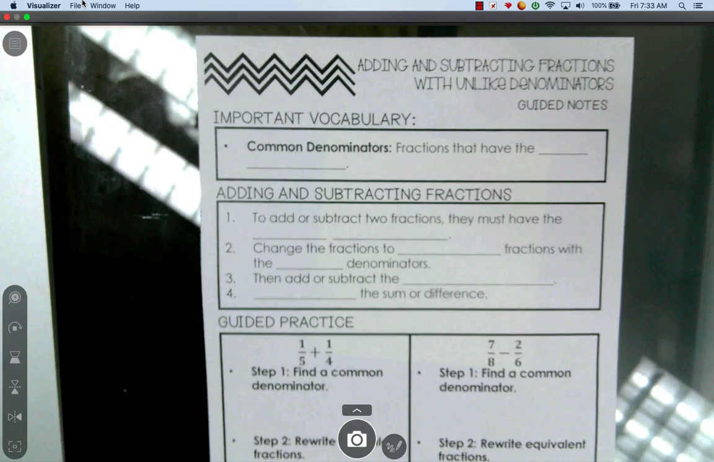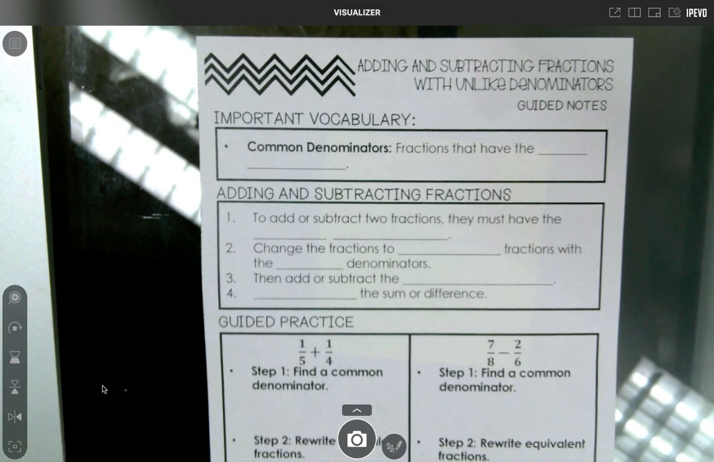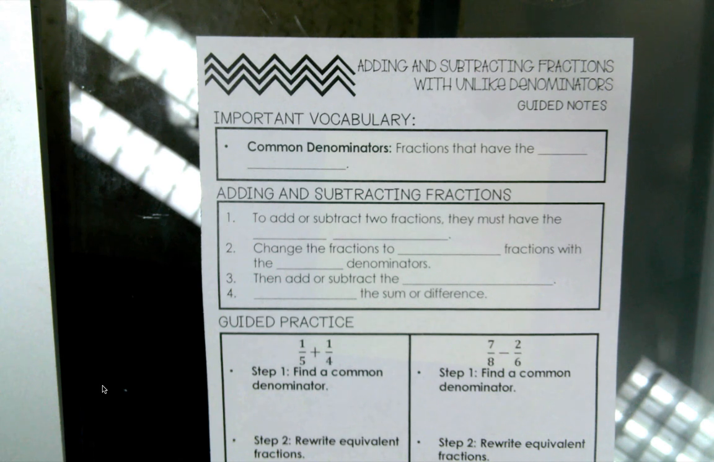Okay, this is a review lesson. This is adding and subtracting fractions with unlike denominators. And we're doing this because we're going to be moving into multiplying and dividing fractions. And sometimes when you're simplifying, you have to add or subtract fractions. And so this is just a review.